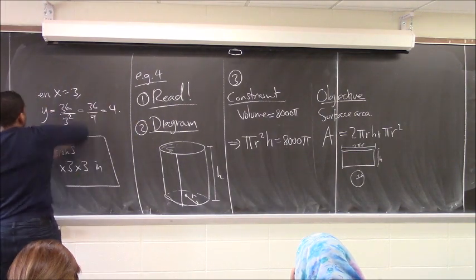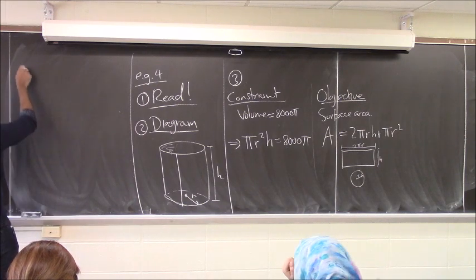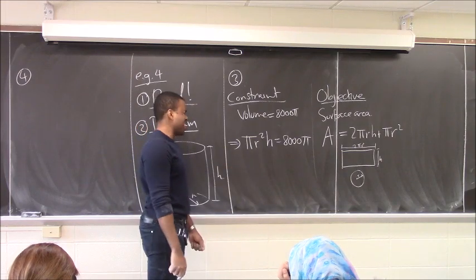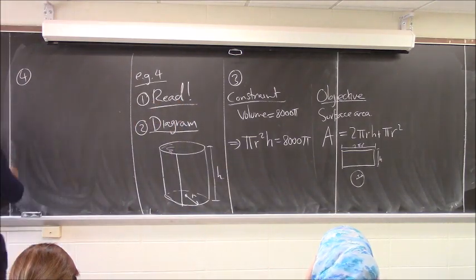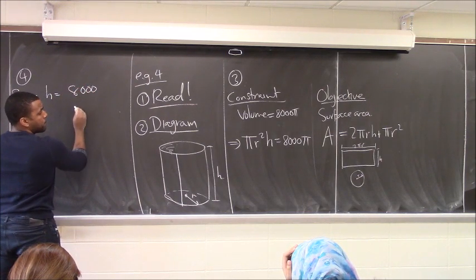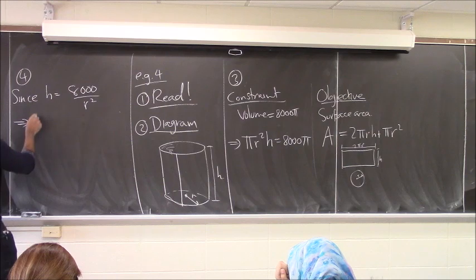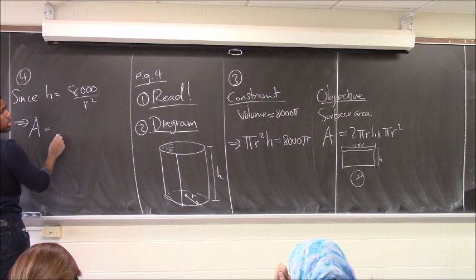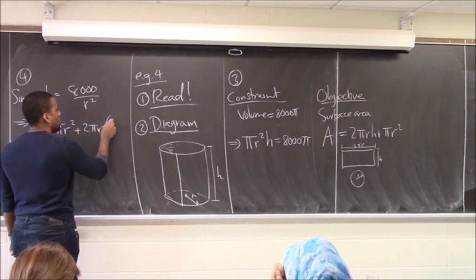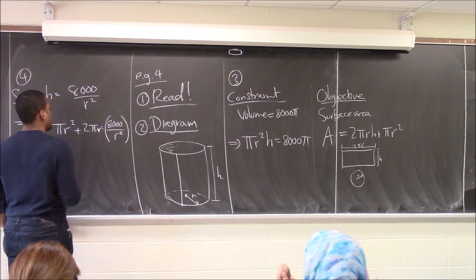This brings us to step 4. I'm going to solve for one variable in the constraint, plug it into the objective. And in this case, again, because I don't want to have to deal with radicals, I probably solve for h. So the pi's would cancel, and I would end up with, now my area is going to be pi r squared plus 2 pi r times that h. R squared would cancel.